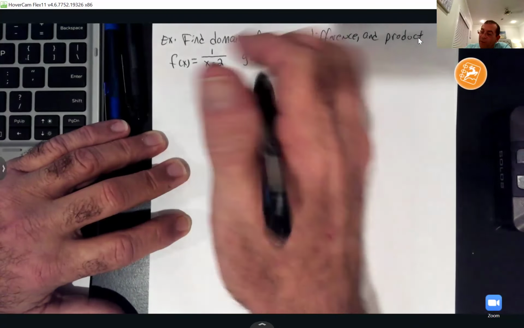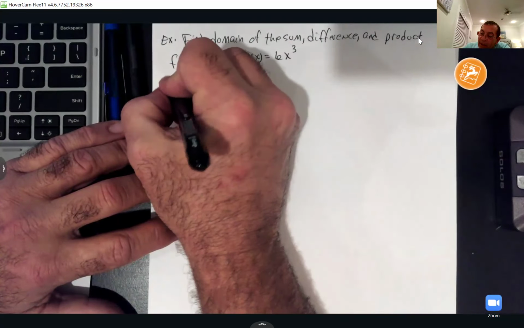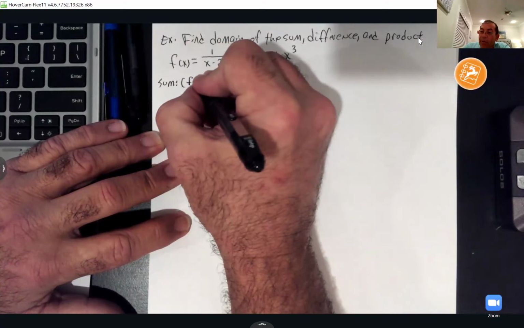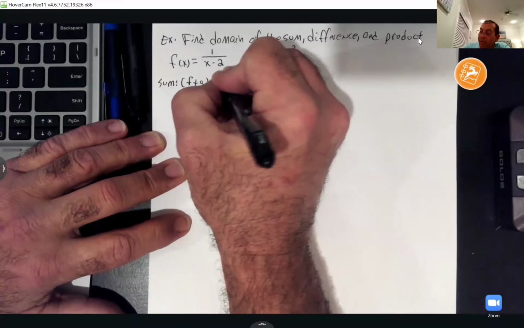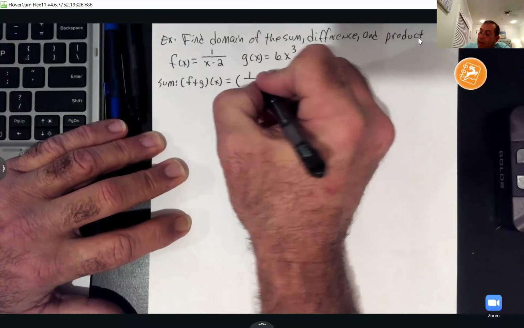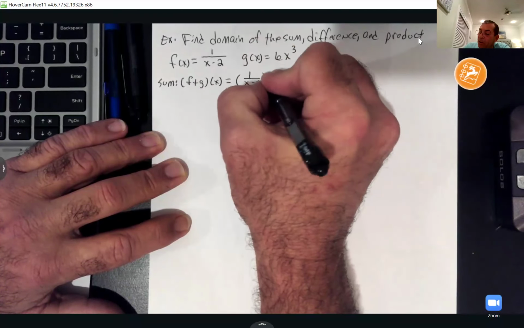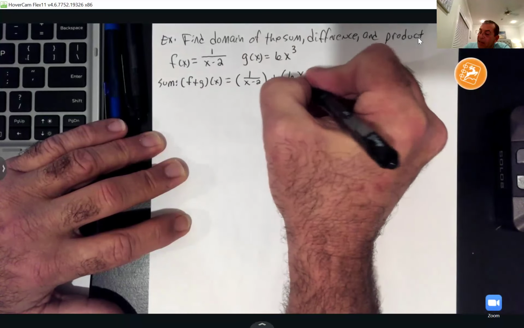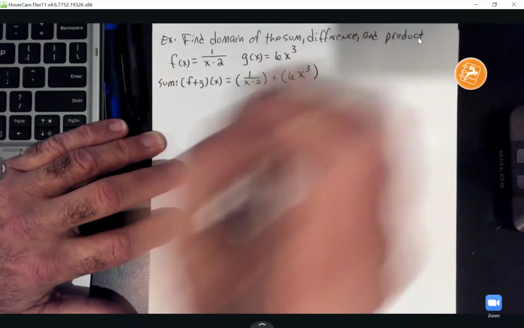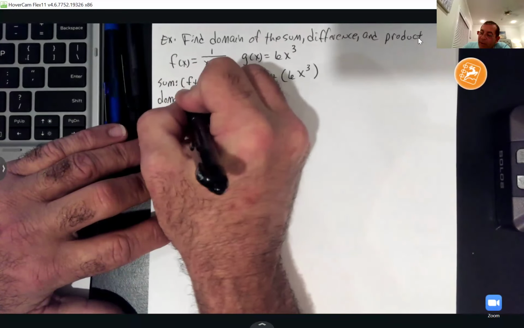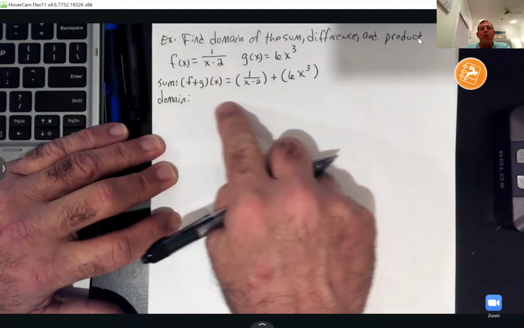So let's start out with our sum again. So the sum, remember that's going to be f plus g of x. So that'll equal my f, which is 1 over x minus 2, plus my g, which is 6x to the third. So the question, will this domain be all real numbers?